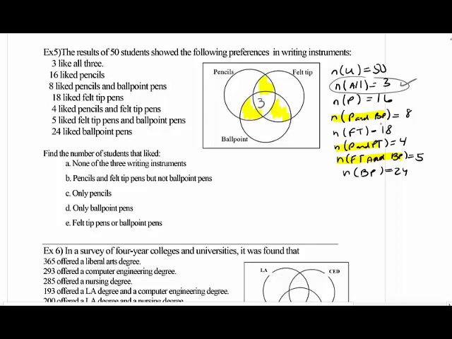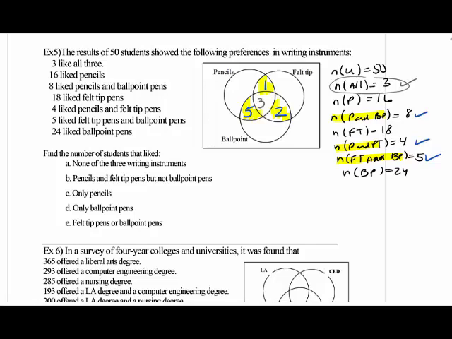So pencils and ballpoint has a total of 8. We already have 5, so we're going to list 3. Pencils and felt tip is 4, so we have 1 left over there. Felt tip and ballpoint pens is 5. We already have 3. So there are 2 there left. We're subtracting our way out just like we would before. It's just not listed in that order.